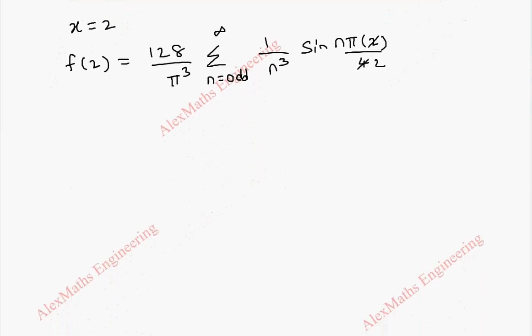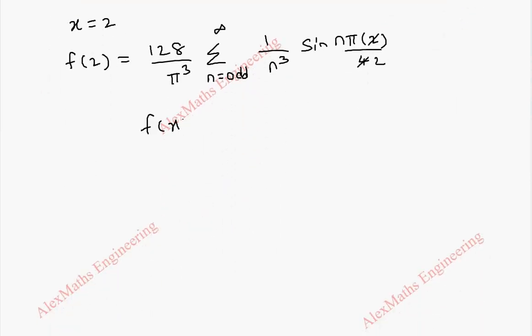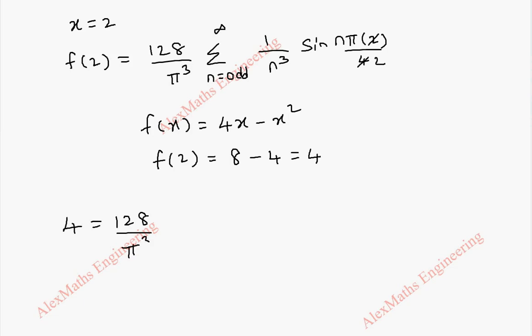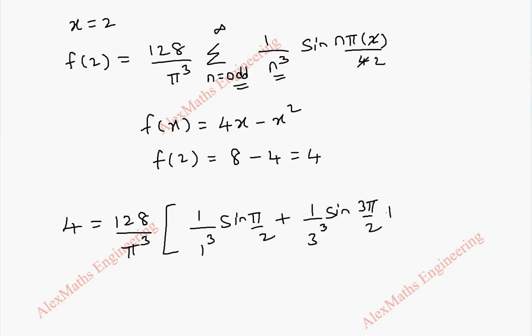Now we are going to expand this. F of 2, f of x already we know the function is 4x minus x square. So when it is f of 2, it is 4 twos are 8 minus 2 square, which is 4. So totally this is 4. So 4 equal to 128 by pi cube, and we are going to expand this. I am going to put odd values for all the n. So 1 by 1 cube into sine pi by 2, then plus 1 by next odd which is 3, so 3 cube into sine 3 pi by 2, then plus 1 by 5 cube into sine 5 pi by 2.